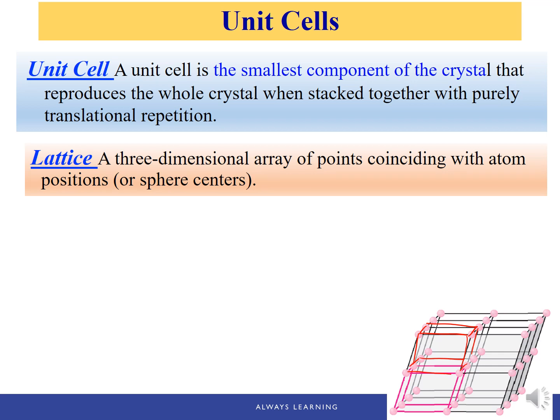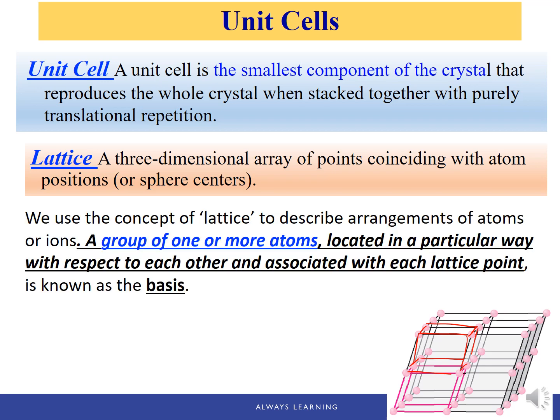Another term we need to know is the lattice, which is the three-dimensional array of points coinciding with atom positions, or the centers of the hard spheres. We use this concept of lattice to describe arrangements of atoms or ions. A group of one or more atoms located in a particular way with respect to each other and associated with each lattice point is known as the basis. For example, in the figure we're seeing here, each pink point can be a lattice point. We have this kind of cubic system, and we can place atoms on each corner of this cube, and this is the lattice point.